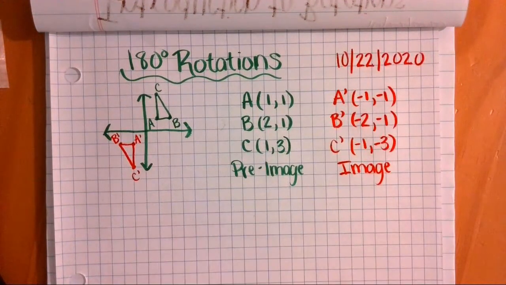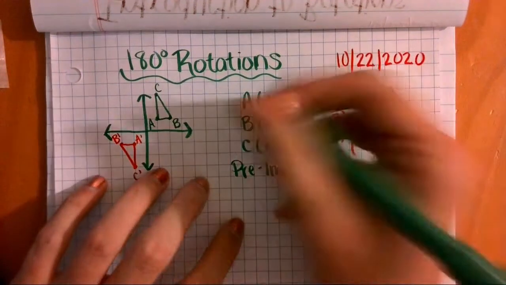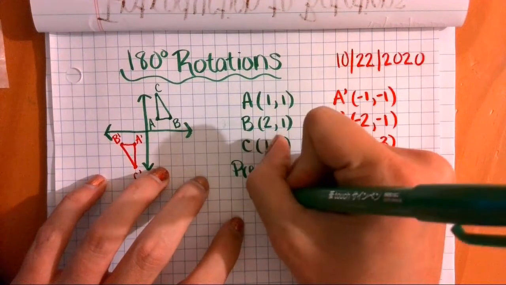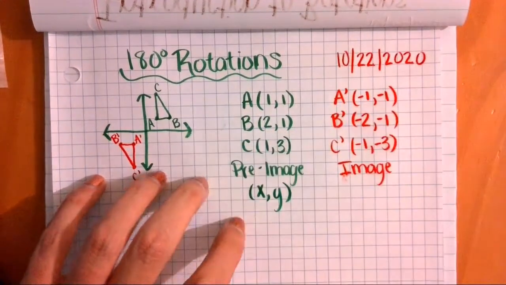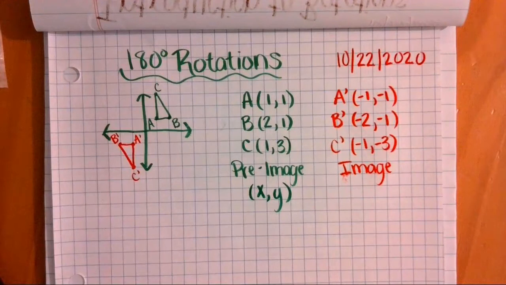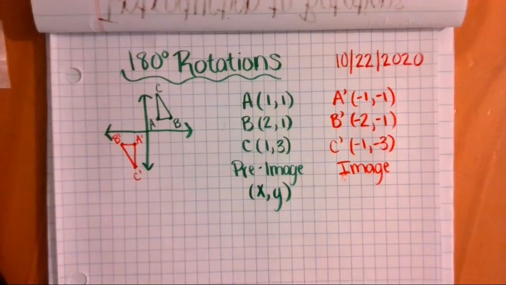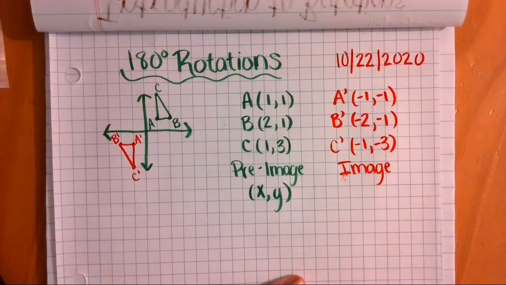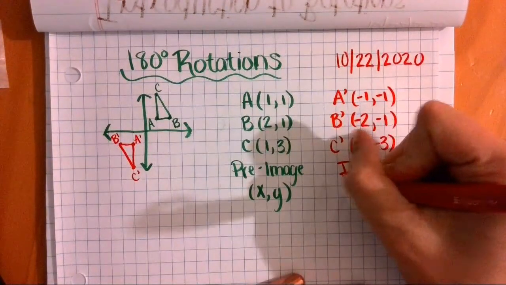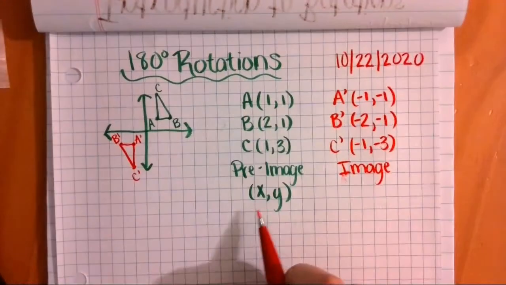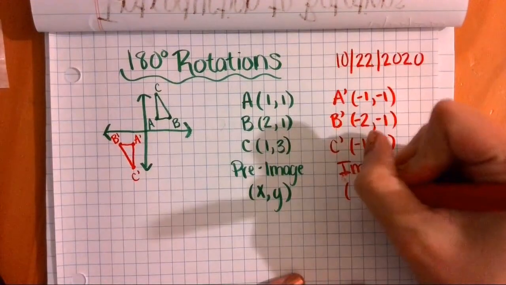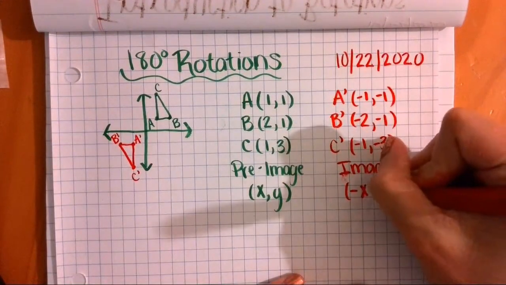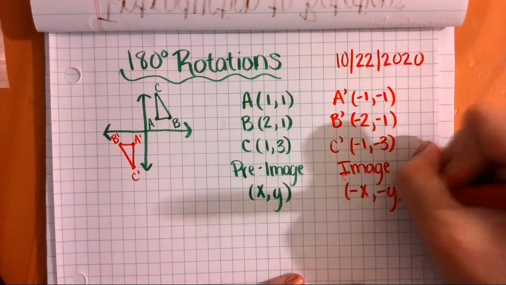So let's look at those and think about what happened. Our pre-image, if we say that it started at X, Y, then what happened to get the image for each one of these? If any of you said we just changed the sign, then you're correct. But mathematically, to show that, we use a negative. It's the opposite. So X, Y, we change the sign. We have opposite X and opposite Y.